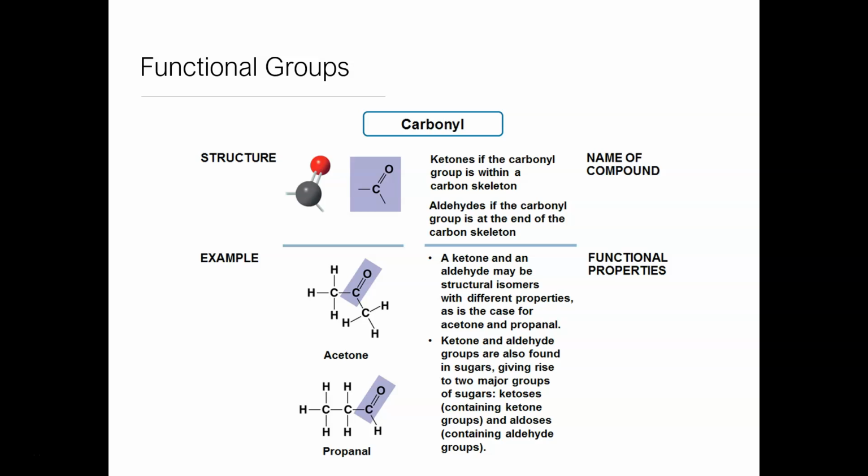Our next functional group is the carbonyl group, and this is a carbon double bonded to an oxygen. Depending on where we find this functional group within the carbon chain, the names of the compounds and the properties are a little bit different. When we find that carbon double bond oxygen somewhere in the middle of the chain, something like acetone here, then we talk about these as ketones. And when we look at them as a terminal carbon, or what we consider the last carbon on the chain, we talk about them as aldehydes, so something like propanol here. Both aldehydes and ketones are very commonly found in sugars. So ketoses are ketone-containing sugars, and aldoses are aldehyde-containing sugars.